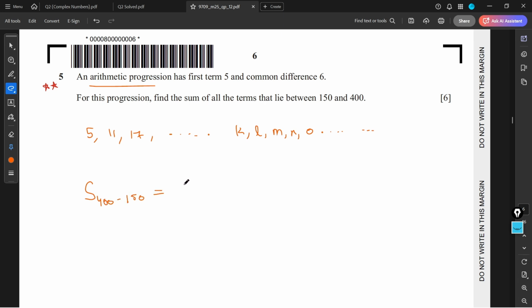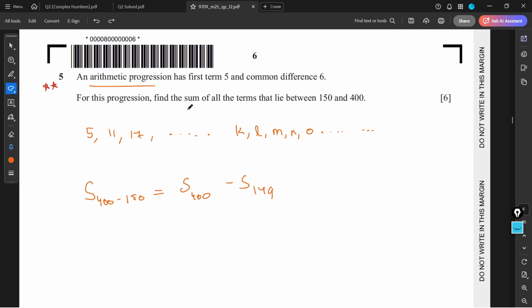So they simply did this obvious thing. They found the summation of the first 400 terms minus the summation of the first 149 terms. In doing this, they get the summation of all the terms between the 400th term and the 150th term. But this was the incorrect approach.